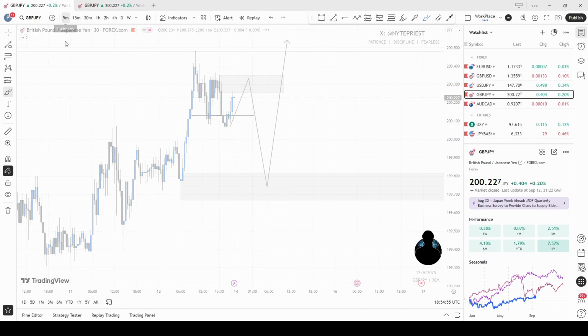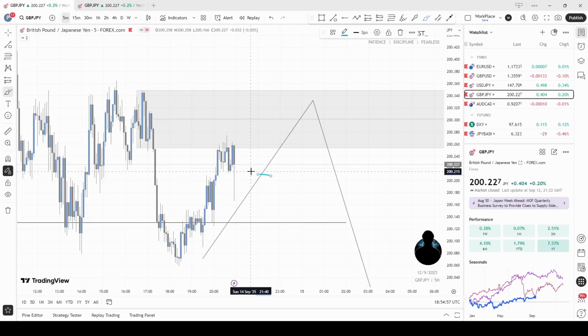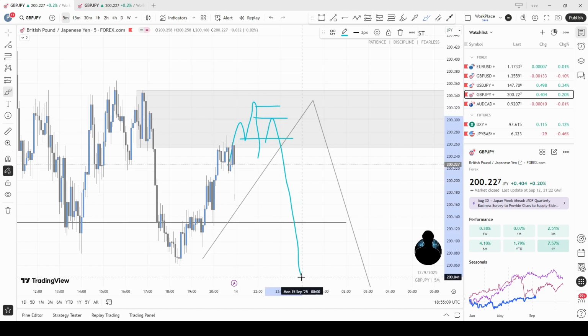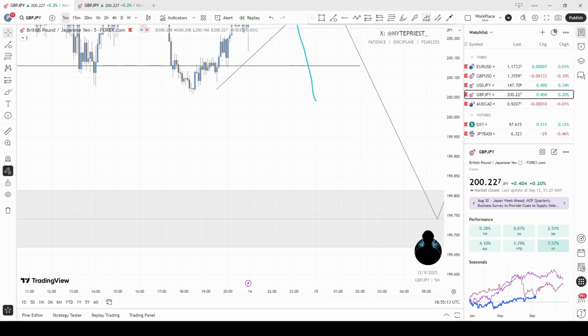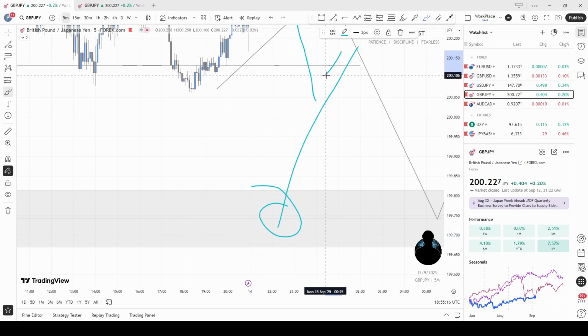All right, so on a 5 minute time frame, we can wait for price to come to this level, then wait for confirmation to then sell to this zone, then buy out.